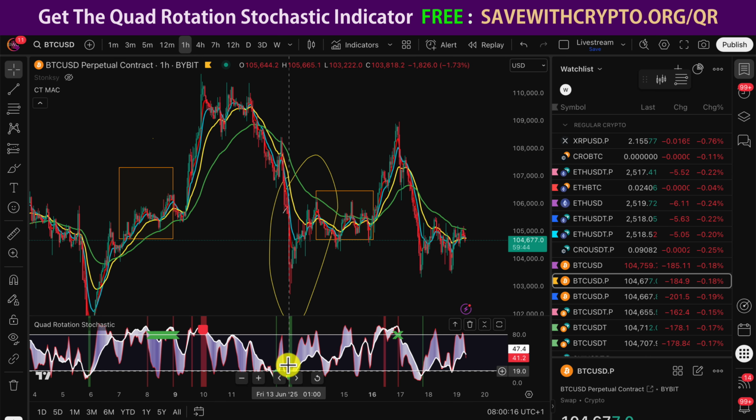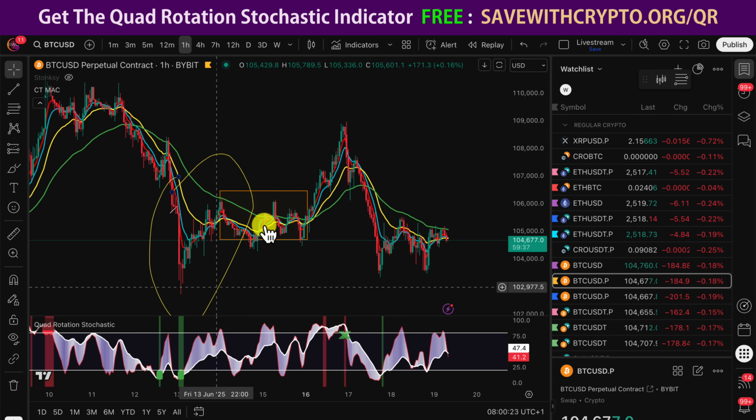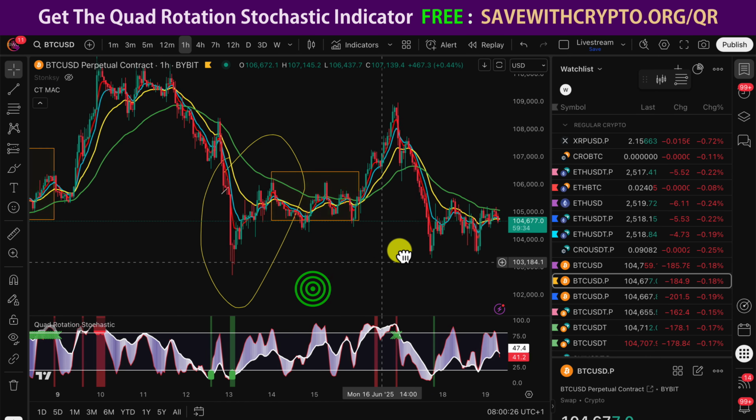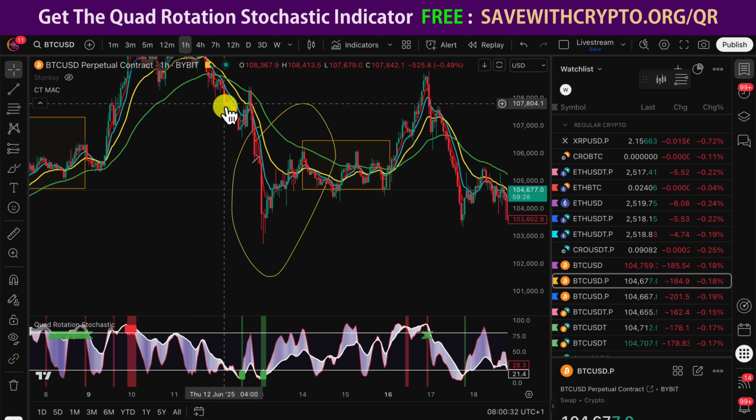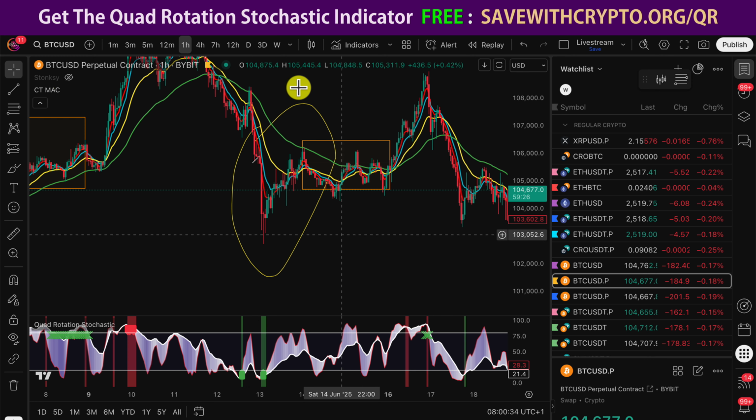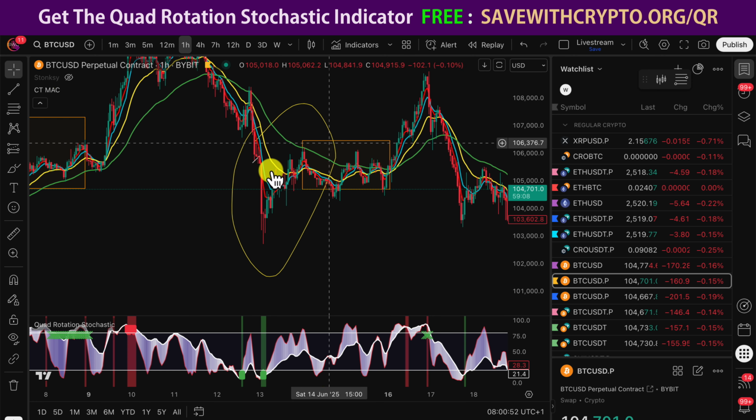In fact, this yellow squiggle I drew there, that was when I did a video about a week or so ago, and I was saying, as the price was falling down there, I said it's going to bounce in this zone. And it actually did, didn't it? Rather well, I must say.